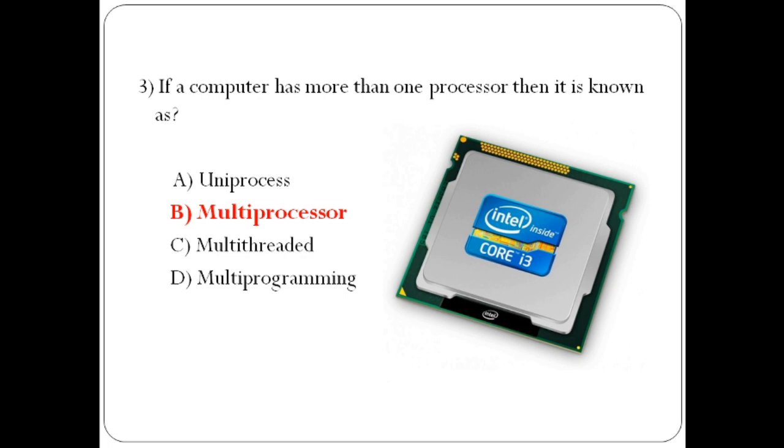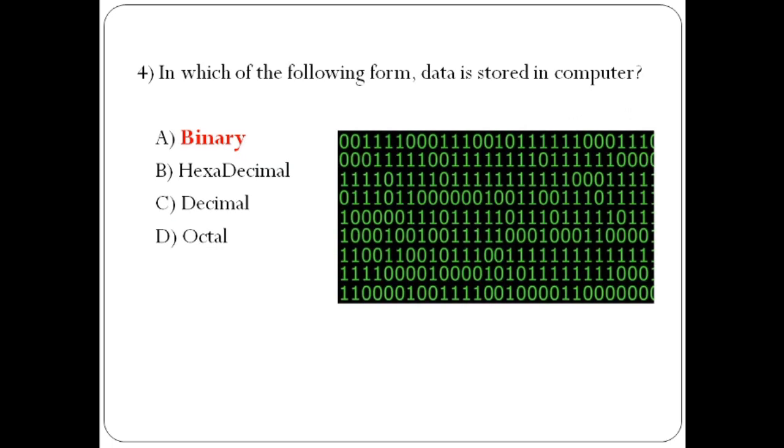If a computer has more than one processor, then it is known as multiprocessor. A multiprocessor system is defined as a system with more than one processor and more precisely a number of central processing units linked together to enable parallel processing to take place.